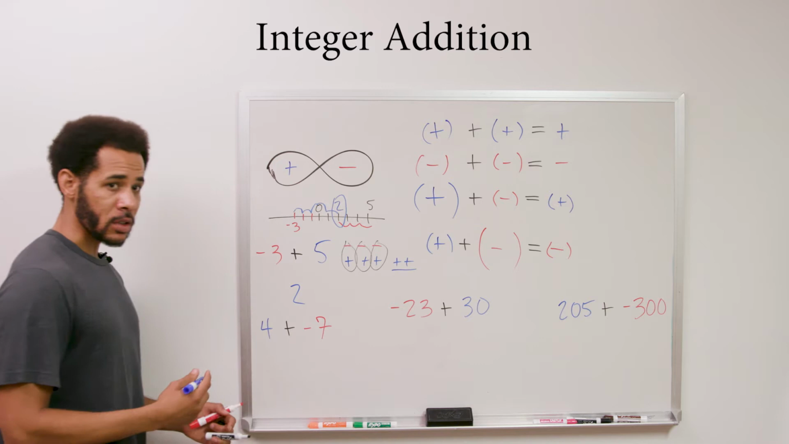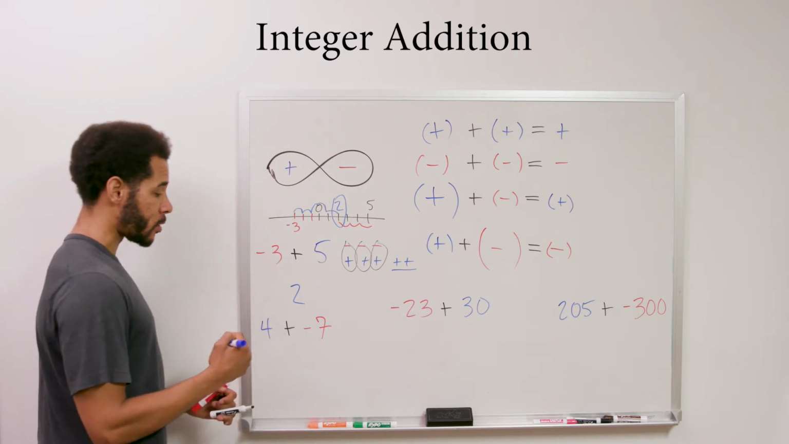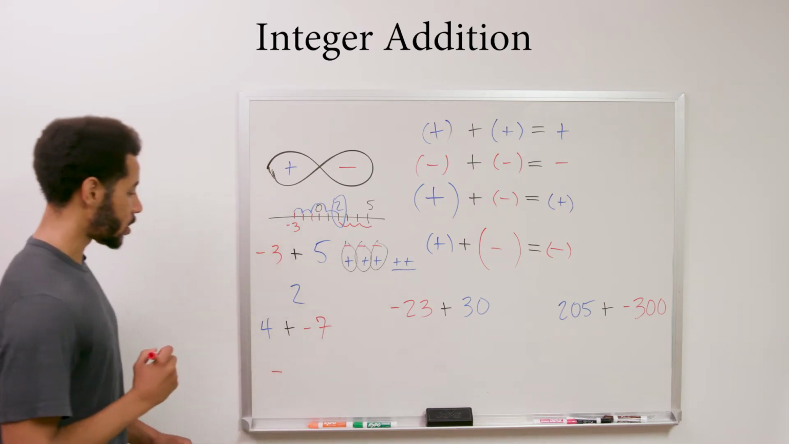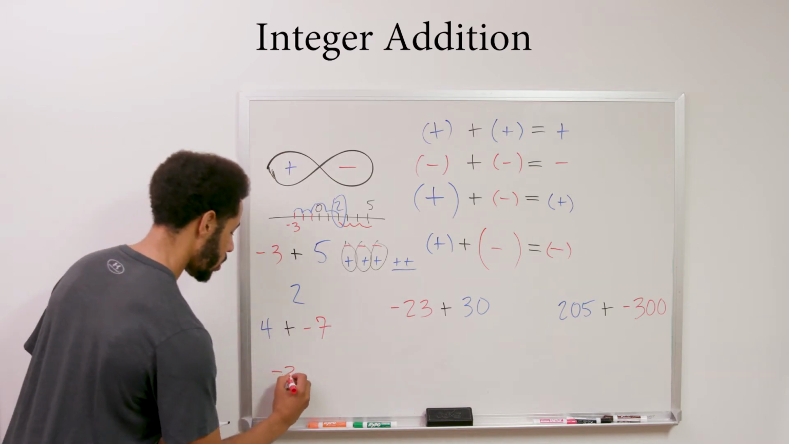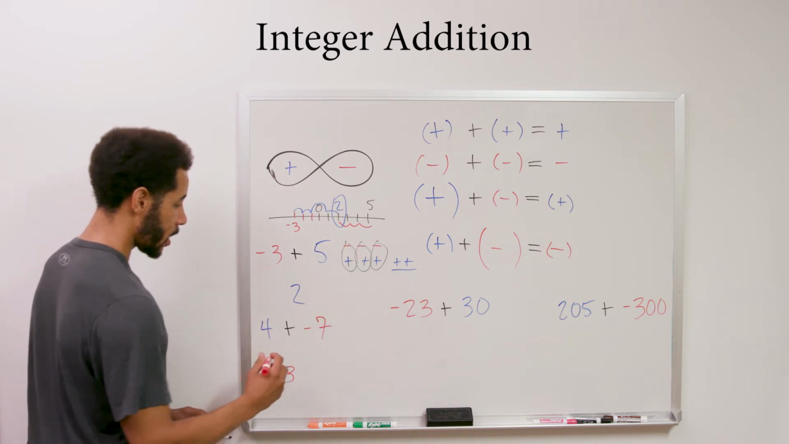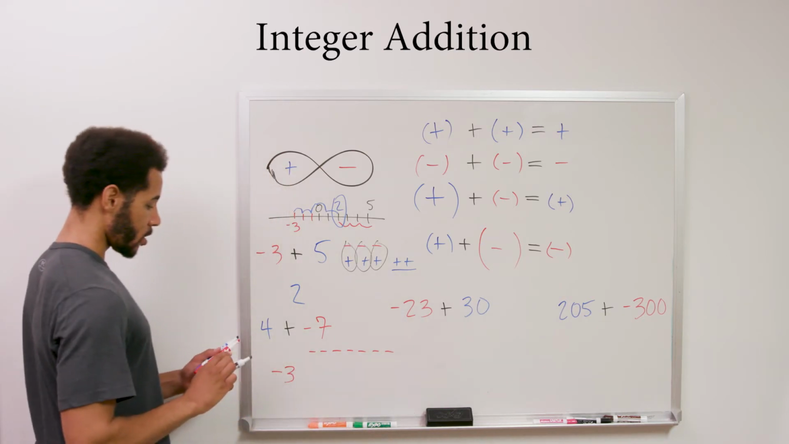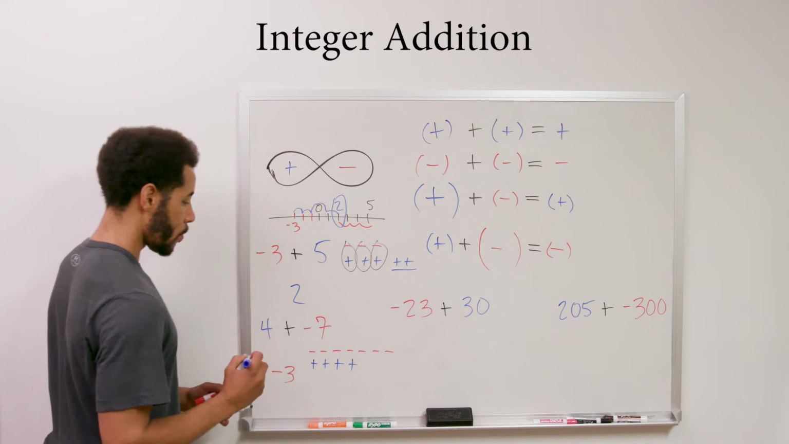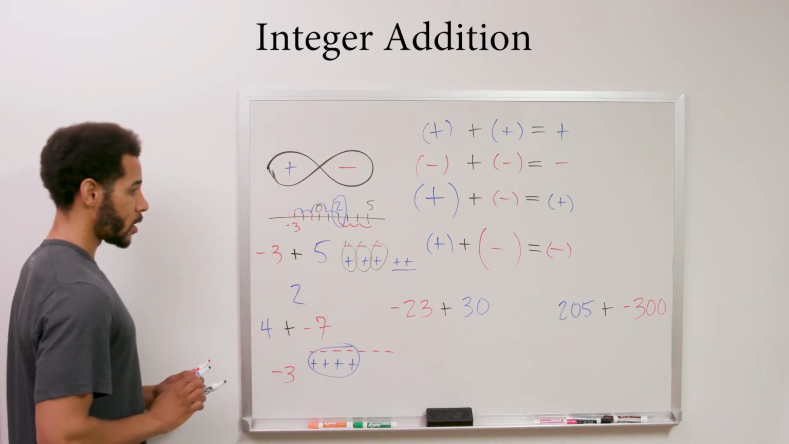4 plus negative 7. Which has the greatest absolute value? Negative 7 has the greatest absolute value. There are more negatives here, so we know we're going to have a negative evaluation. The question is how much more? Well, we know the difference between 4 and 7 is 3. So negative 3 will be our final evaluation. If we want to see our plus-minus diagram, we can draw 1, 2, 3, 4, 5, 6, 7. There's our 7 negatives. Plus 1, 2, 3, 4 positives. Here are zeros. We have 3 negatives remaining.